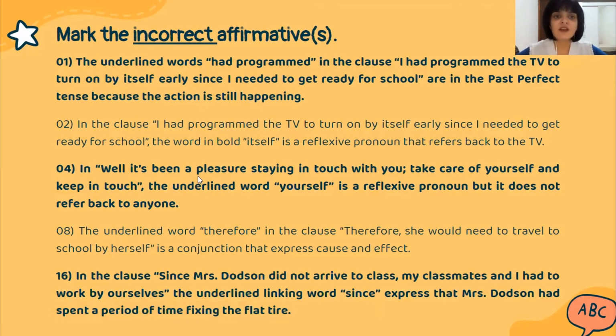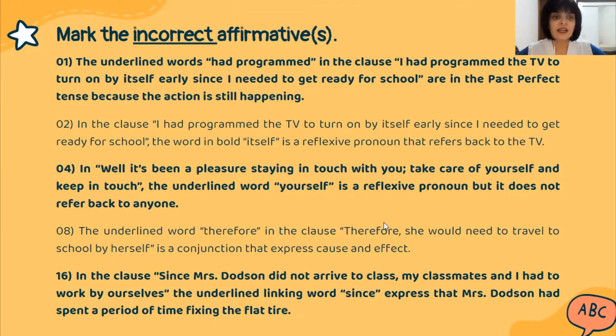Now the second. In the clause, I had programmed the TV to turn on by itself early since I needed to get ready for school, the word in bold itself is a reflexive pronoun that refers back to the TV. As you can see, this one is correct, but it's not what we need, right? Here we need the incorrect one. So, in this case, it is a correct information, so we're not gonna pick it.